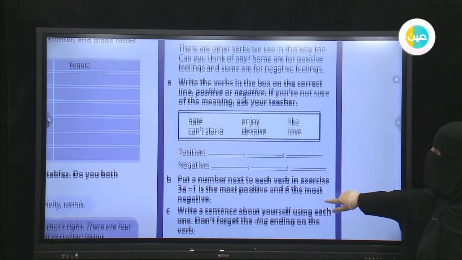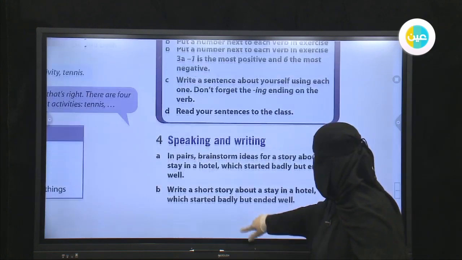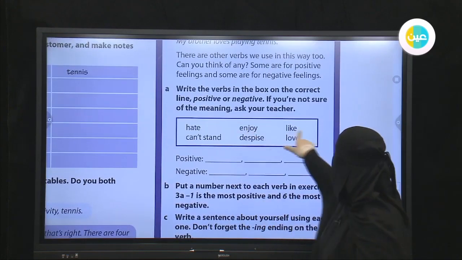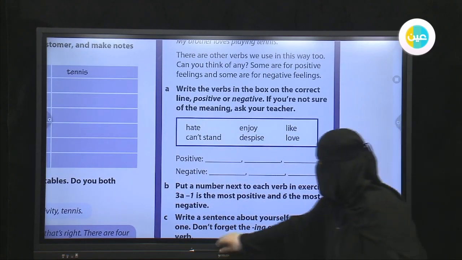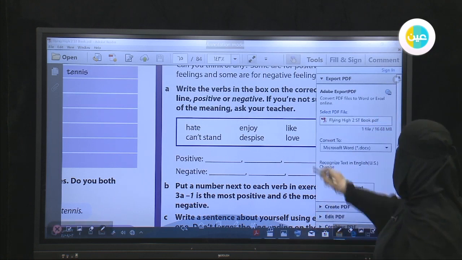Now go to B. Put a number next to each verb in exercise 3A. Now, exercise 3A, this one, put numbers. 1 is the most positive and 6 the most negative. Okay, we will do it again and try to make it by numbers. Okay, what do you think? What's the most positive one from these 6? Okay, what do you think? What do you think is the most positive?